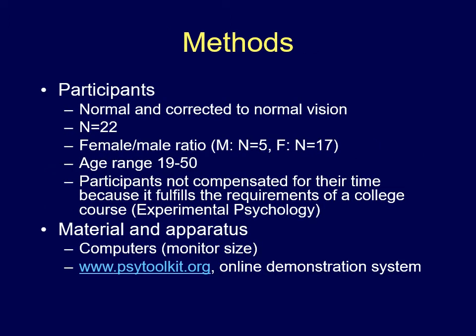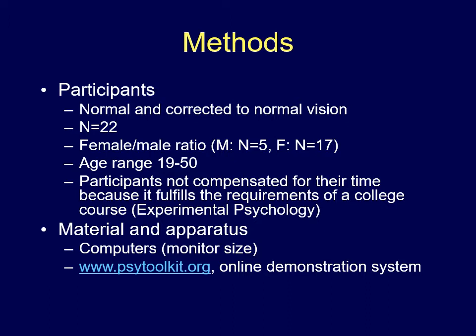Okay, so for the methods part, you start by writing about the participants, so who participated in the study. In this case, the participants would be you guys, the students. And I am assuming that everybody has normal or corrected-to-normal vision. The number of people who participated in the study was 22. As for the male and female ratio, there were 5 males and 17 females.